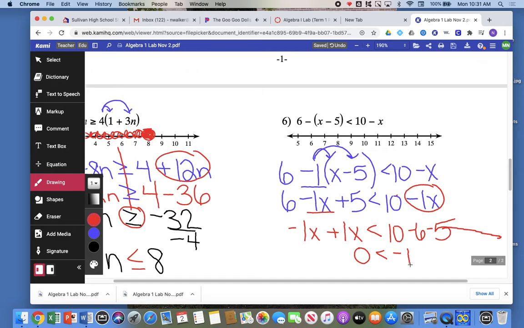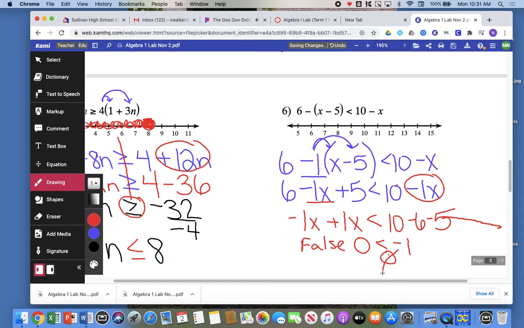This is when you can ask yourself those true or false statements. So ask yourself, is 0 less than negative 1? True or false? All right, that is definitely false. So if it is a false statement, what kind of solution are we looking at? All right, so if it's no solution, can we graph anything on the number line? No, you just leave it empty. If there's no solution, there's nothing that works. So you leave your number line empty. So if you want to type yourself a note, if it's no solution, to leave your number line empty, do that.